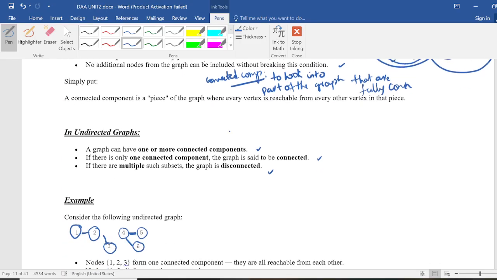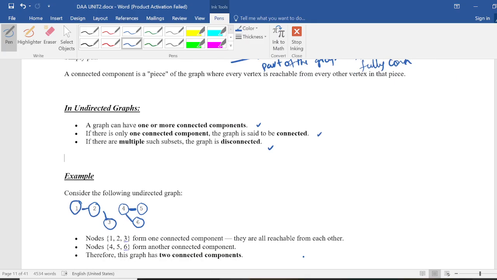So next, coming to undirected graphs. Diving deeper, what are undirected graphs? In an undirected graph, a connected component is a maximal group of nodes where there is a path between every pair of nodes within the group. It's nothing but a two-way street. An easy example of an undirected graph is a two-way street. If you can go from A to B, then you can also go from B to A. This is an undirected graph.